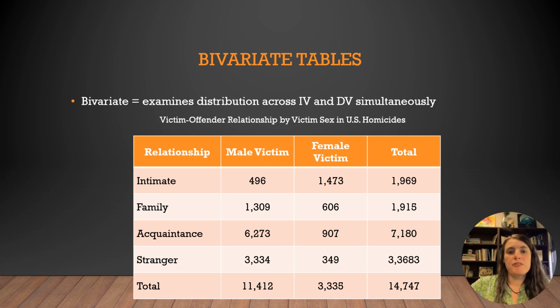So far, we've dealt with frequencies of only a single variable, but often we want to compare two different variables, such as our independent and our dependent variables across groups. For that purpose, we use what's called a bivariate table. Bi meaning there are two variables in the table. The bivariate table allows us to compare the frequency distribution across two different variables simultaneously.